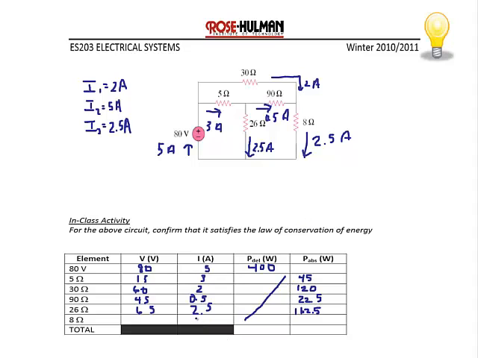And finally, the 8 ohm resistor. It's in an outer branch, so the current is 2.5 amps. 2.5 times 8 is 20 volts. 20 times 2.5 is 50 watts. So now, the power absorbed is 400 watts. The power delivered is 400 watts. So we have shown that this circuit does obey the law of conservation of energy.